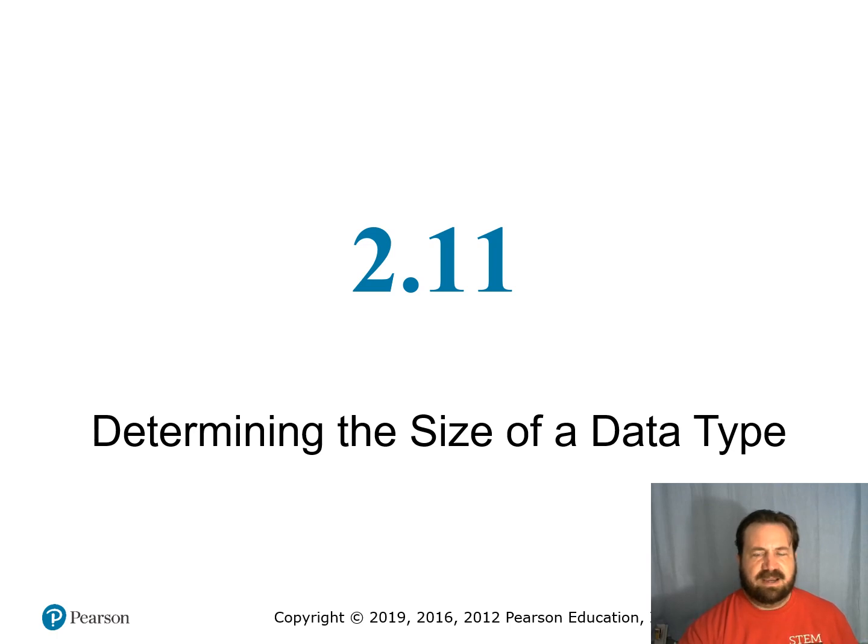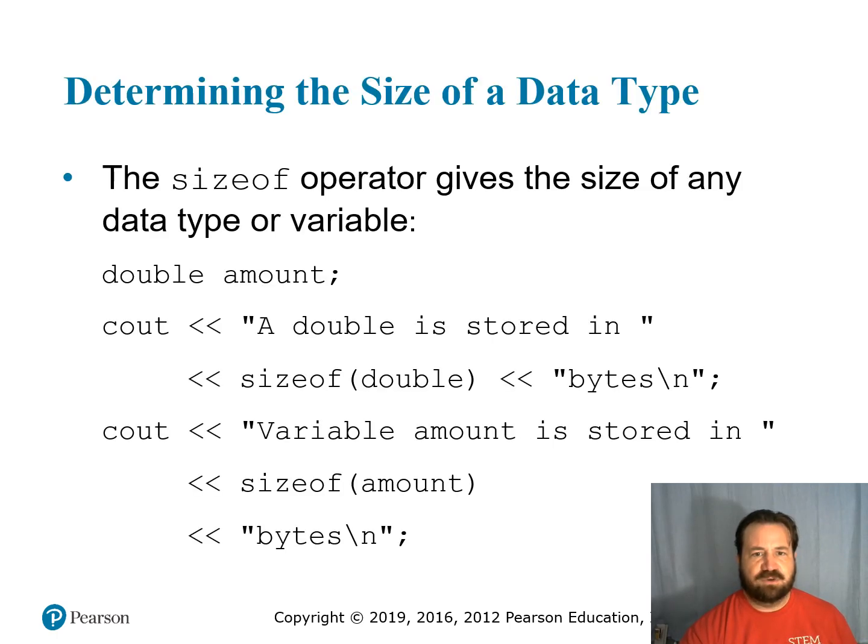Okay, I'm not sure why you would want to, but it's in the presentation here, so I'm going to mention it. If you want to know the number of bytes that a particular variable in your program is taking up, you can use the sizeof value, and it will tell you that the double is taking up 8 bytes and that the amount, which is a double, is taking up 8 bytes.